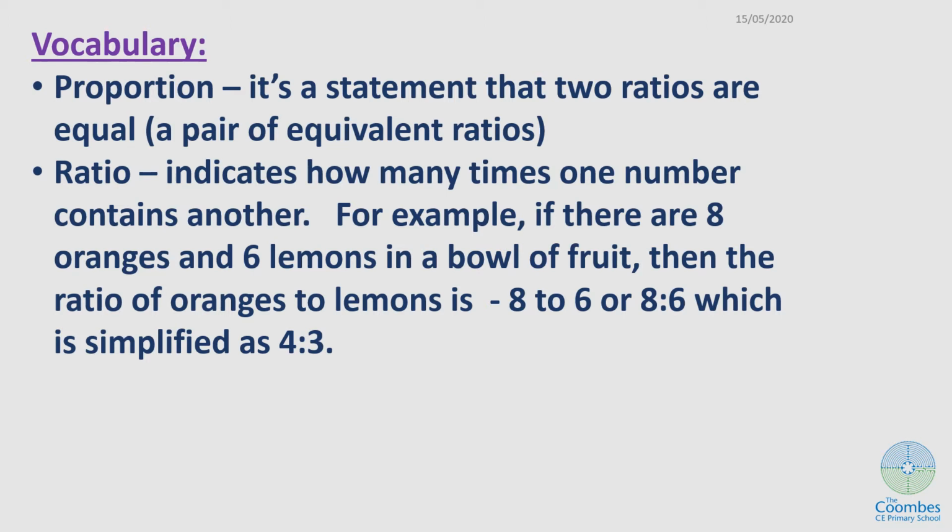First, a proportion. It is a statement that two ratios are equal, or you can say a proportion is a pair of equivalent ratios. Ratios indicate how many times one number is contained in another. For example, if there are 8 oranges and 6 lemons in a bowl of fruit, then the ratio of oranges to lemons is 8 to 6, and we can simplify that to 4 to 3.